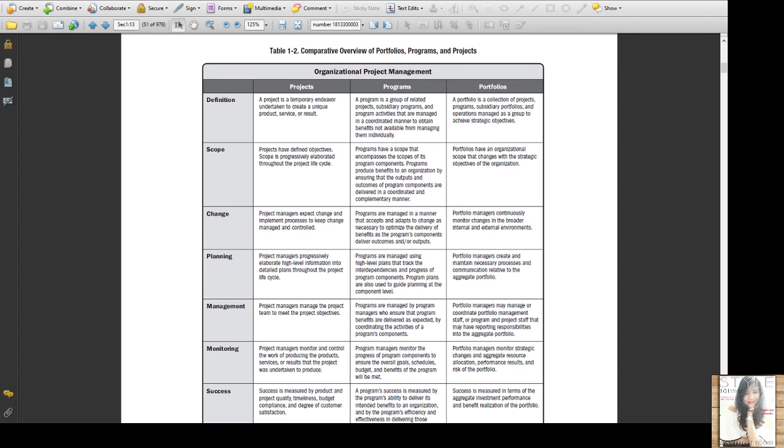Success is measured by product and project quality, timeliness, budget compliance, and degree of customer satisfaction. Program success is measured by the program's ability to deliver its intended benefits to the organization, and by the program's efficiency and effectiveness in delivering those benefits. Portfolio success is measured in terms of the aggregate investment performance and benefit realization of the portfolio.